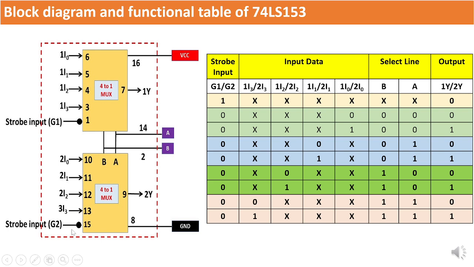It's important to note that both select lines are common to both the upper and lower 4-to-1 multiplexers. The inputs for the upper multiplexer are connected from pin 6 through pin 3, while for the lower multiplexer, they extend from pin 10 to pin 13.